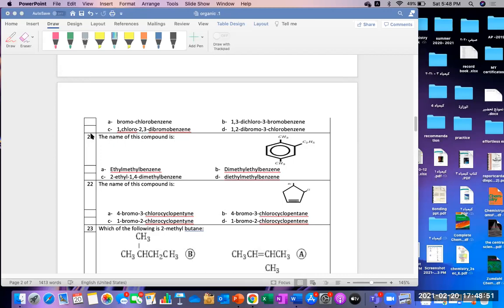Okay, we have only 21. Remember the alphabetical rule: whichever substituent comes first alphabetically should take the lowest number if you can.